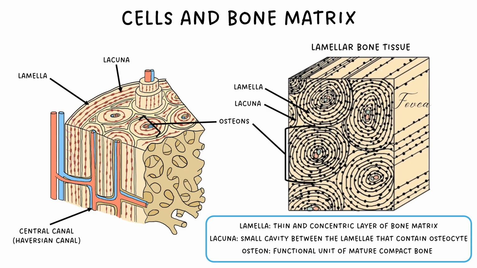There are also other canals called perforating canals or Volkmann's canals, which are oblique or perpendicular to the axis of the bone and carry blood vessels and nerve fibers. These canals ensure the vascularization and innervation of bone tissue.